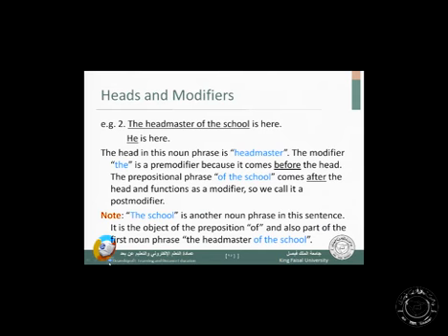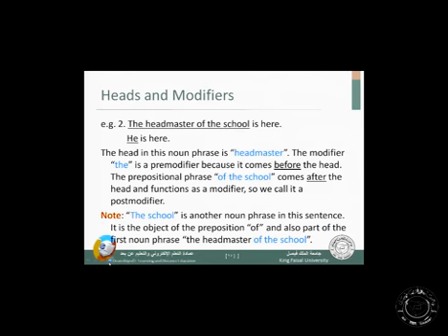The school itself is also a noun phrase. So in the headmaster of the school, we have three phrases. We have the headmaster of the school, which includes all the words. We have of the school, a prepositional phrase within the noun phrase. And we also have the school, a noun phrase within the prepositional phrase. So it can be a bit complex and complicated, phrases inside other phrases, so you need to pay attention to that.